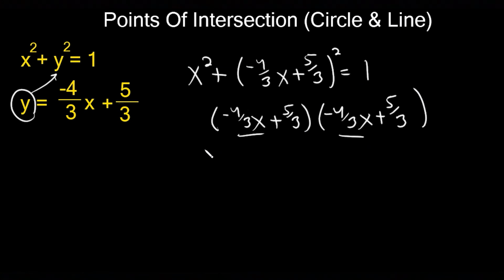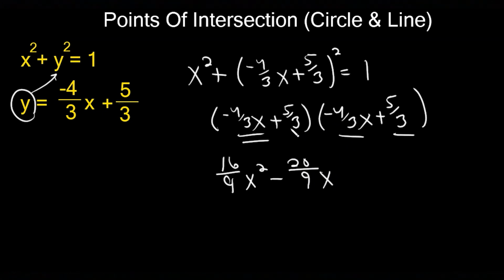I end up getting positive 16 over 9 x squared. So I get 16 over 9 and then x squared, okay? Then I have to move on to outside. So that's going to be this term here and this term, okay? Well, what will that give me? That's going to give me negative 20. So negative 20 all over 9. And again, I have an x there.